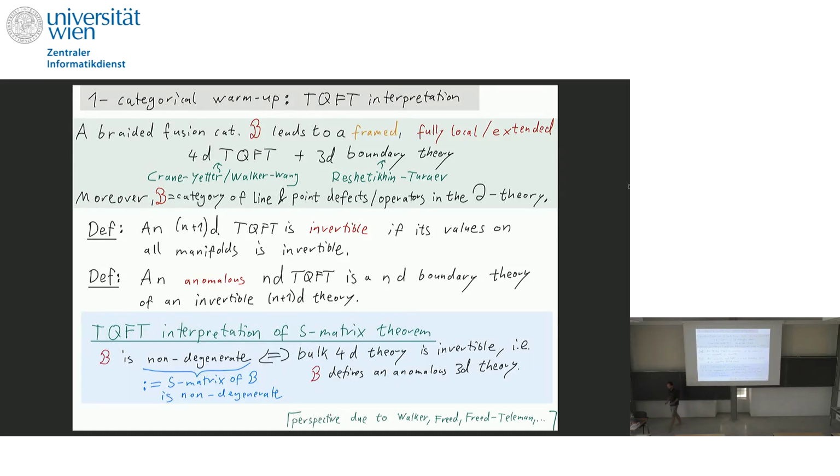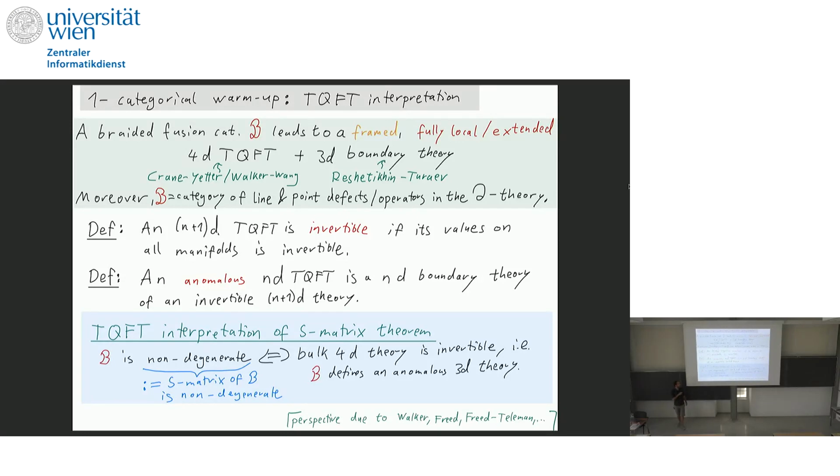And an interpretation of this S-matrix theorem in the language of TQFTs is that B is non-degenerate, meaning the S-matrix of B is non-degenerate, that's the definition, if and only if this four-dimensional bulk theory is invertible. In other words, if B defines an anomalous three-dimensional theory.